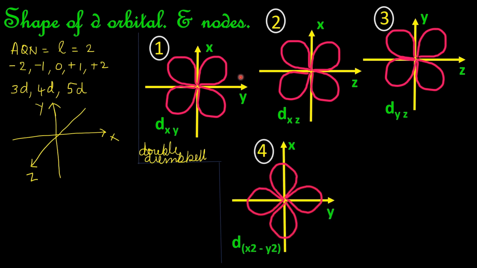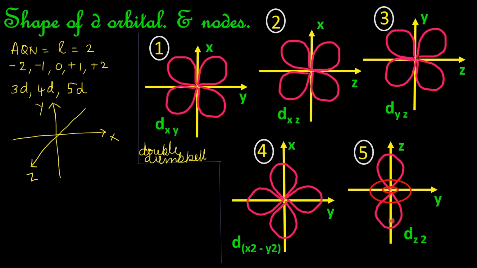Now we will see the fourth one. Again, xy plane is considered as we considered here, but here the four lobes are aligned along the x-axis and y-axis. So scientists have their own ways of calculation and they have represented this as dx square minus y square. The shape is double dumbbell and or clover leaf shape. Now let us see the fifth one.